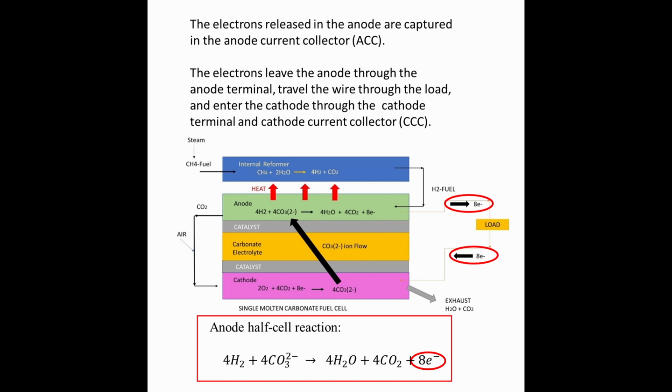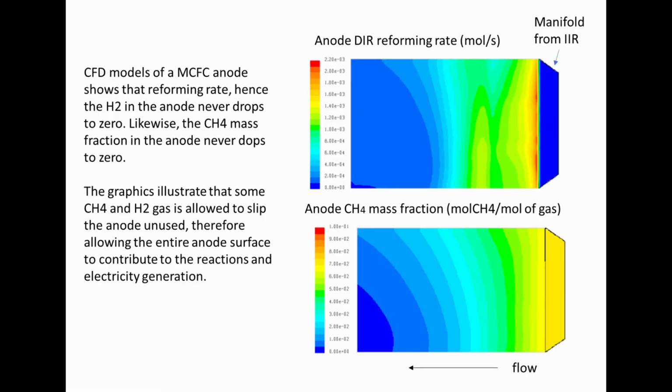The electrons are captured by the anode current collector and are drawn into the wire circuit through the load and into the cathode current collector through the cathode terminal. Not all the hydrogen fuel is used up in the anode. Some H2 is allowed to slip into the anode exhaust.